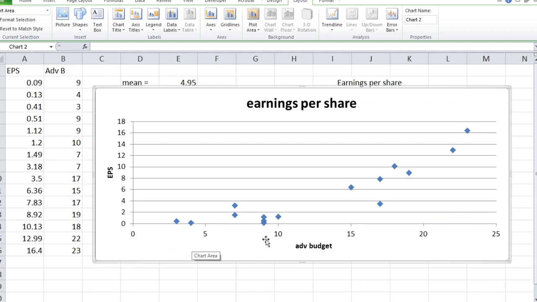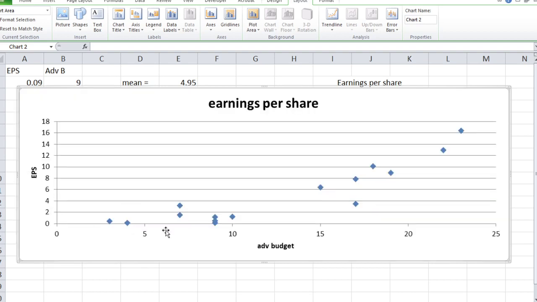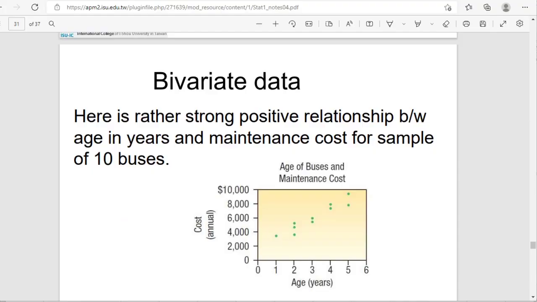So when advertising budget increases a lot over here, from all the way on the left to all the way on the right, EPS only rises slightly. So don't be confused by stretching and squeezing of the axis. You actually need to read the actual numbers, right? So I'm going to be aware of that.